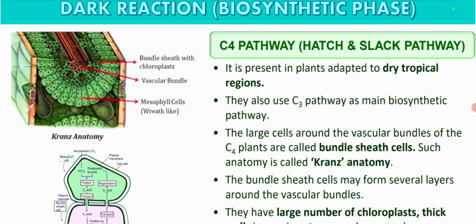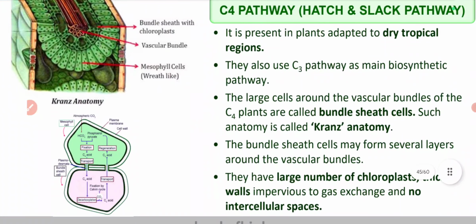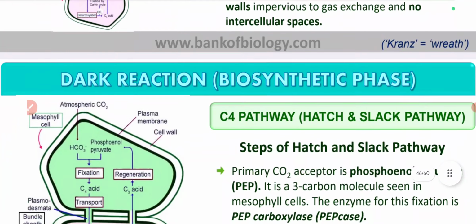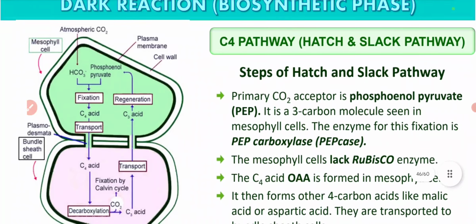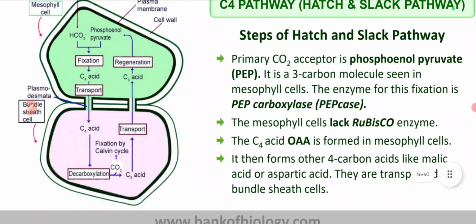Such anatomy or arrangement is called Kranz anatomy. The bundle sheath cells may form several layers around the vascular bundle. They have a large number of chloroplasts, thick walls, impervious to gas exchange, and no intercellular spaces. Kranz means wreath.